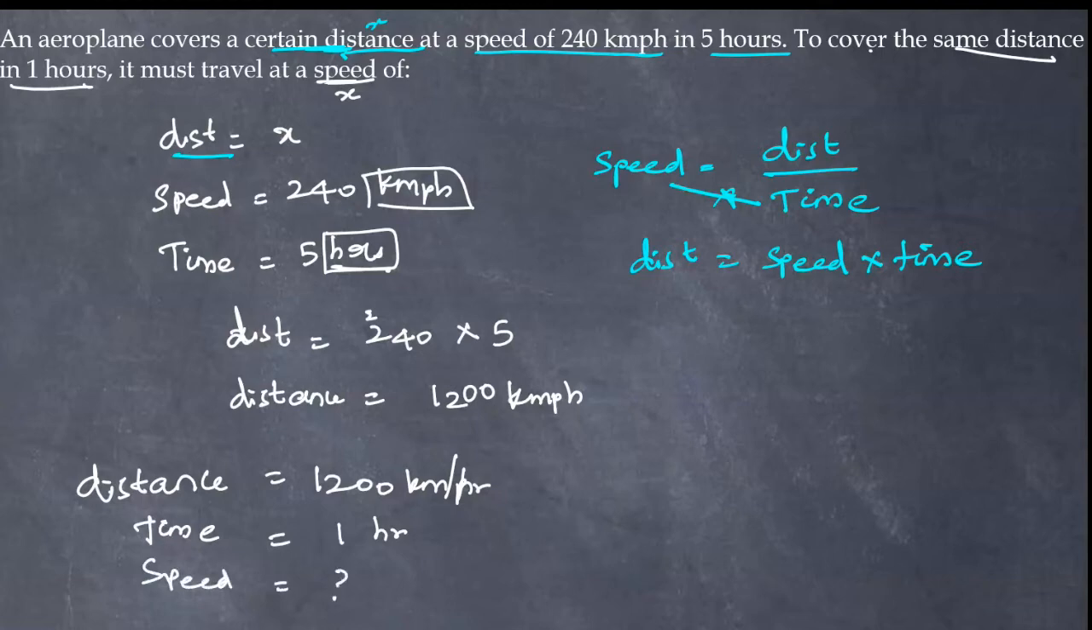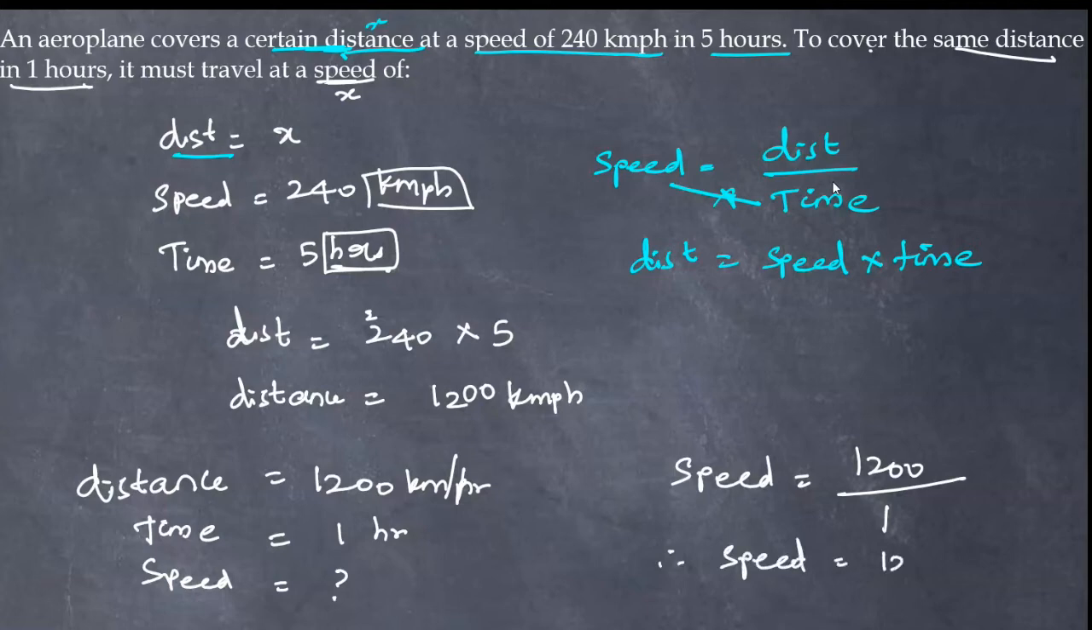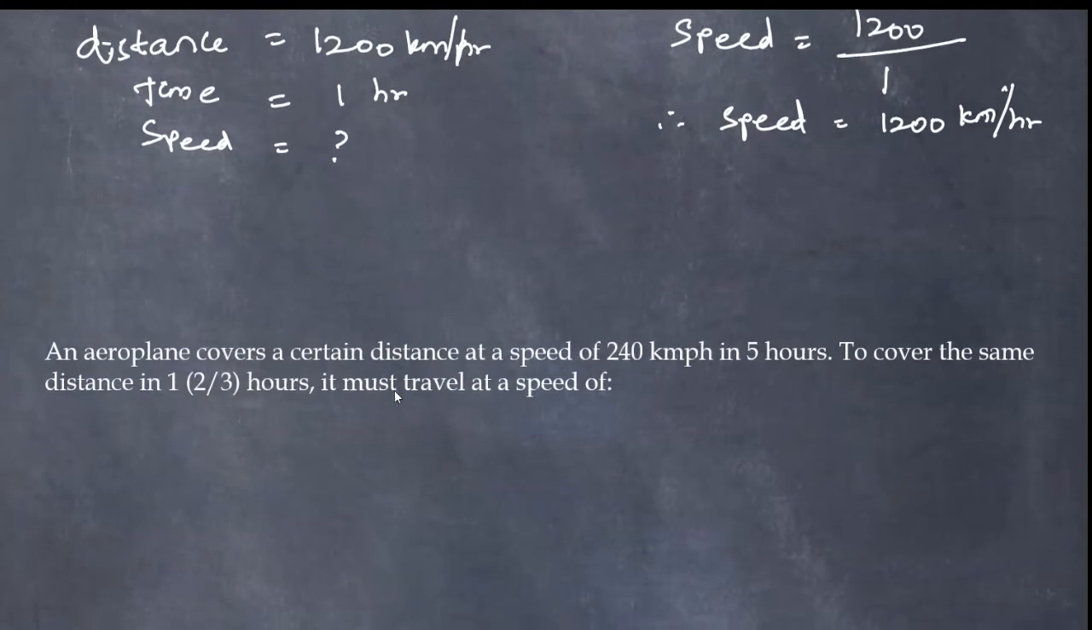So speed equals distance by time. From the formula we know that speed equals distance by time. So substitute in the formula. Speed equals distance, 1200, divided by time, 1. So therefore speed is 1200 km per hour.